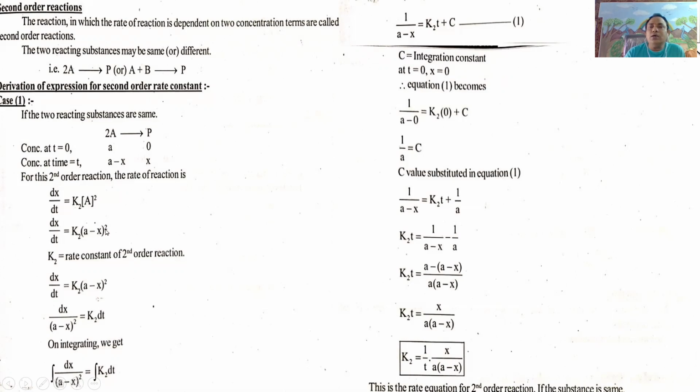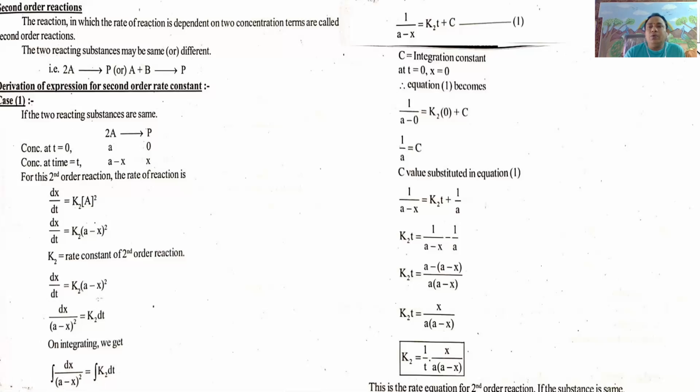The 2 indicate the order. Sum of the powers of the concentration of the reactants is equal to 2, then it is a second order reaction where K2 is the second order rate constant. Here dx by dt equal to K2 into A minus X whole square.